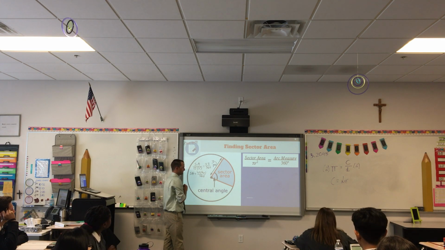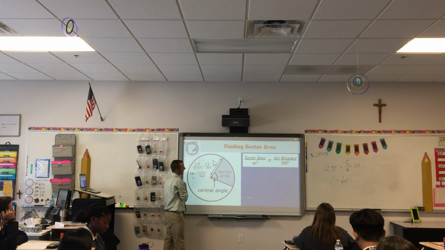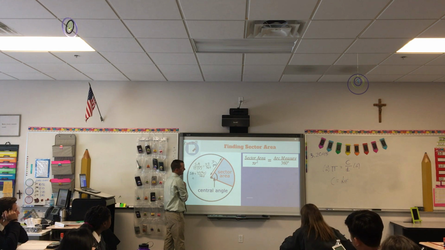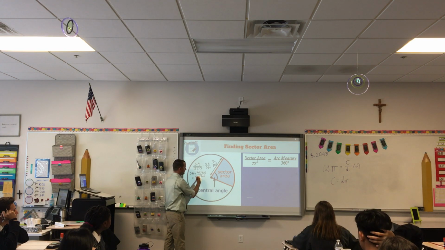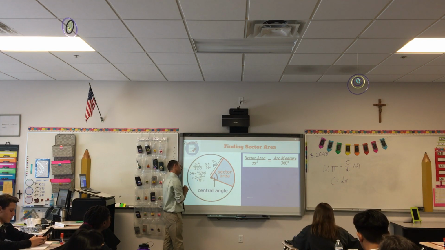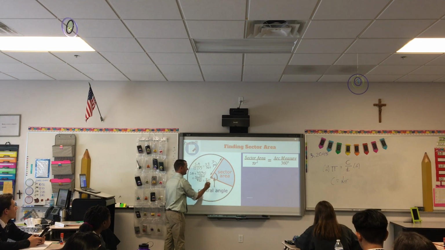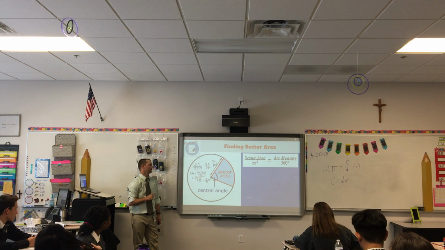Then reduce from there. No, I need the exact answer. What's 9 times 45? 405. And now we need to reduce, so you can divide both of those by 9. That gives 9 over 8 pi. So that would be the sector area if the angle is 45 and the radius is 3.